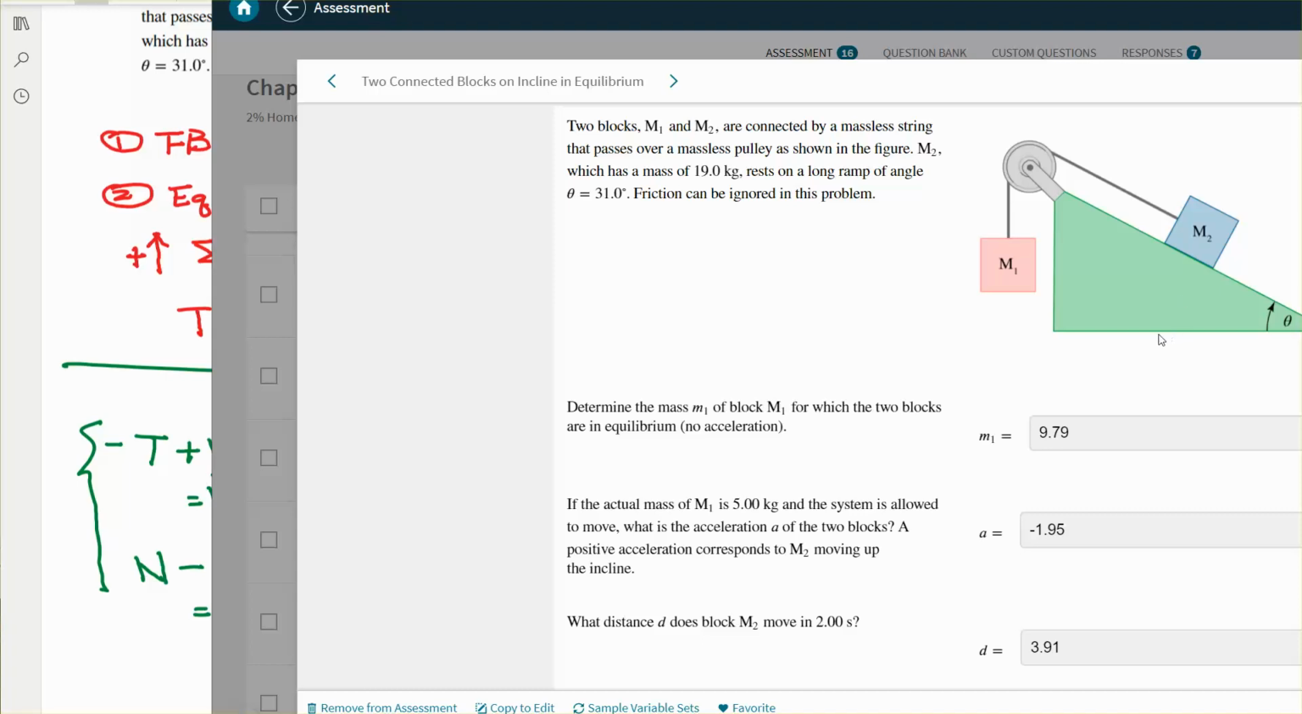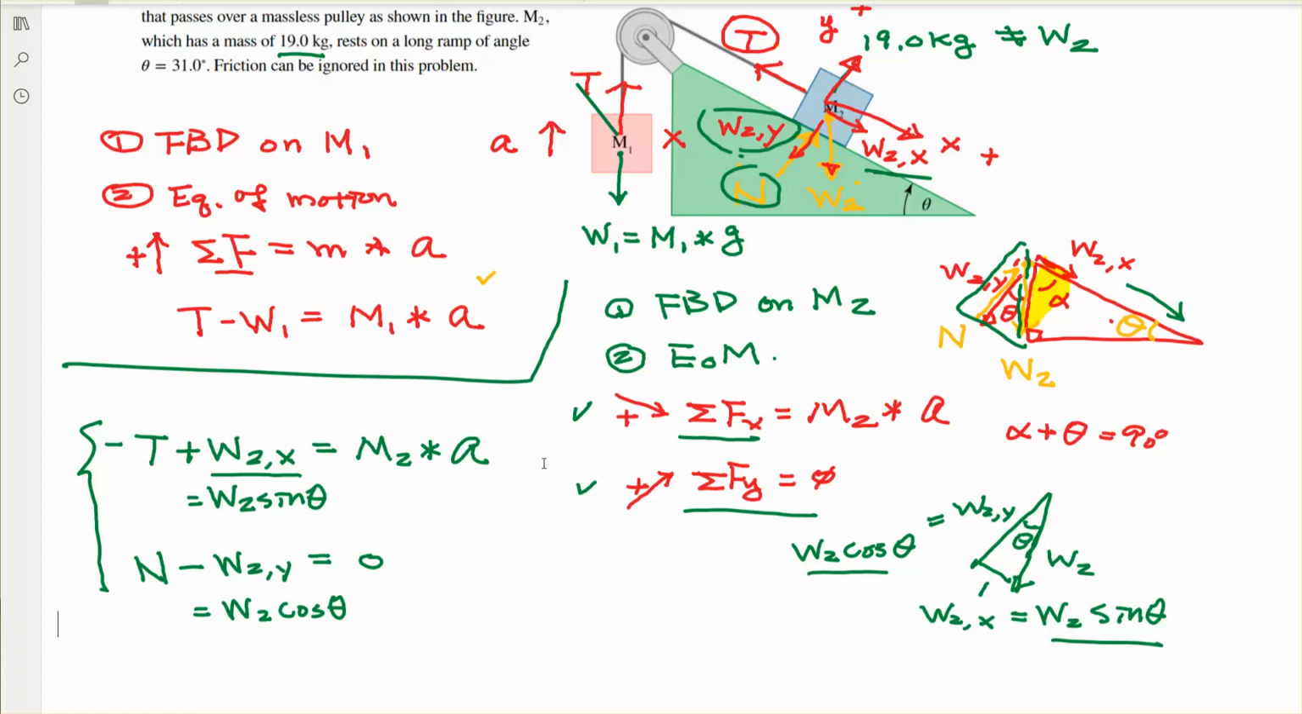Let me take a look at this. All right, the first question they said is, what about M1 and M2, they are in equilibrium, and equilibrium means no acceleration. Can we find the result? Okay, so let me just write that. Part A: if acceleration equals 0, I want to find out what M1 is equal to.